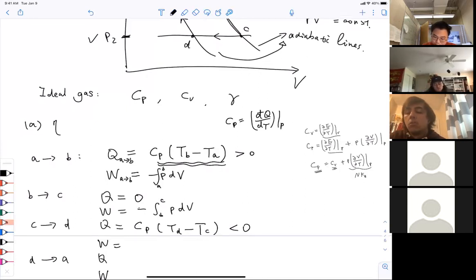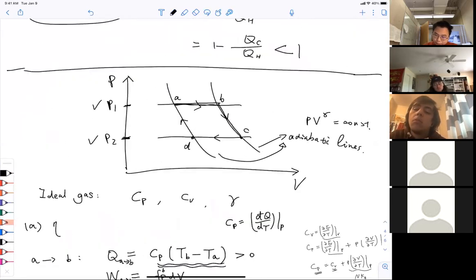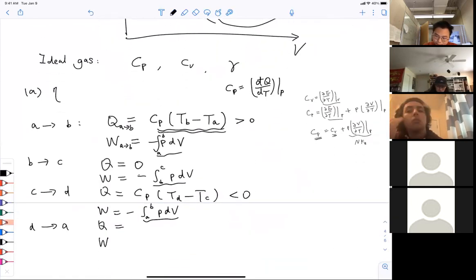The work is also this expression. By the way, the reason why I leave it like this is because it's more straightforward to write down the heat. If we need the work, then we come back and calculate the work. If we don't need the work, we just leave it like this. The heat from D to A is also an adiabatic process, so it's zero.